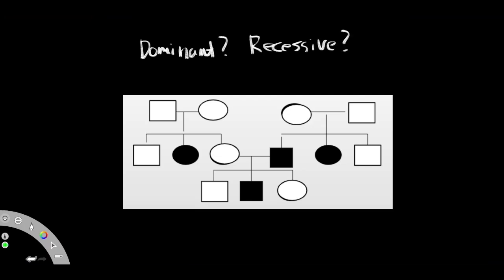Pause the video, give it a try. Alright, so this is obviously recessive. All affected individuals have an affected parent. Is that true? No. This affected individual doesn't have affected parents. This affected individual doesn't have affected parents either. So it is definitely recessive.